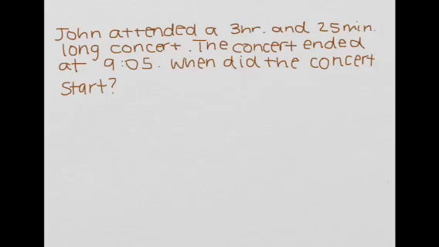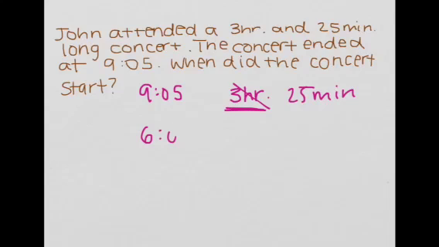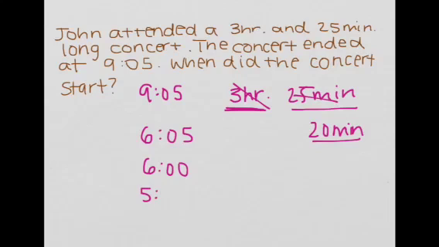So we have 9:05 as the ending time, and we have the elapsed time as 3 hours and 25 minutes. So what am I going to first do? I'm going to subtract away 3 hours. So I have 6:05. Now I want to subtract away 25 minutes. But I'm going to first subtract away 5 minutes, so I'm left at 6. So I have 20 minutes left. And then I subtract 20, so I get 5:40.